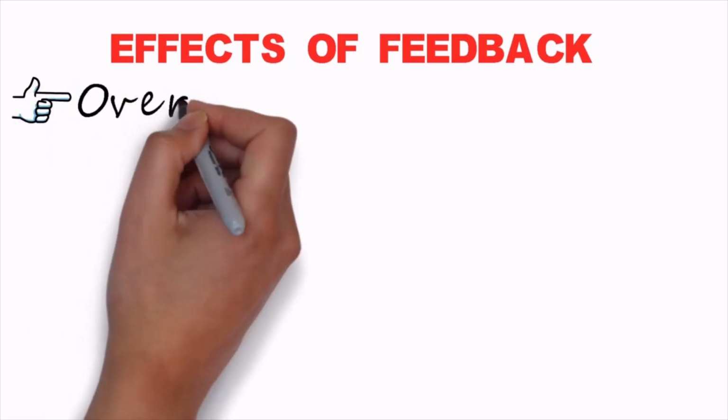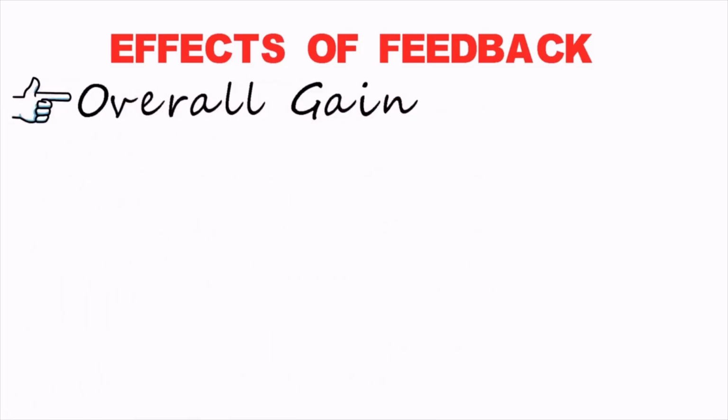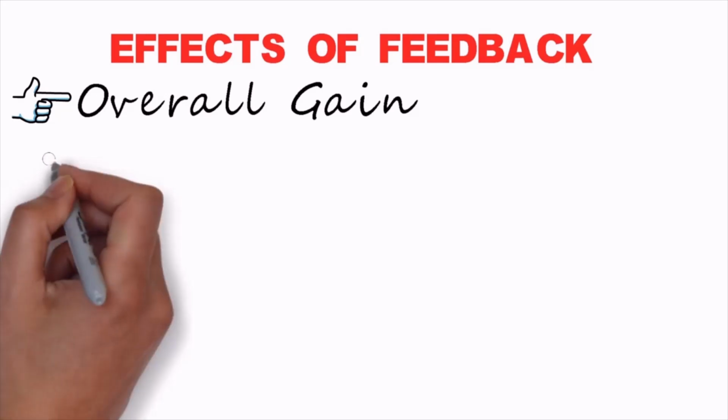Effects of feedback. Let us now understand the effects of feedback. First, let's see the effect of feedback on overall gain. Just now we saw that the overall gain of the negative feedback closed loop control system is the ratio of G and 1 plus GH. So, the overall gain may increase or decrease depending on the value of 1 plus GH.